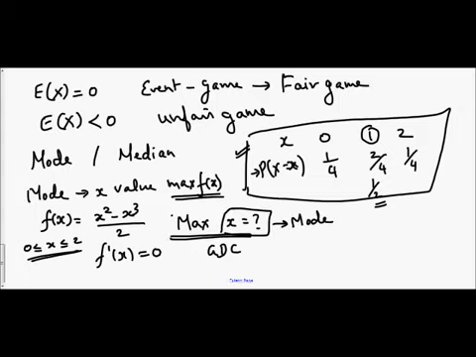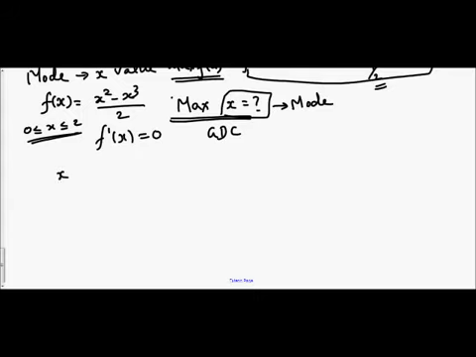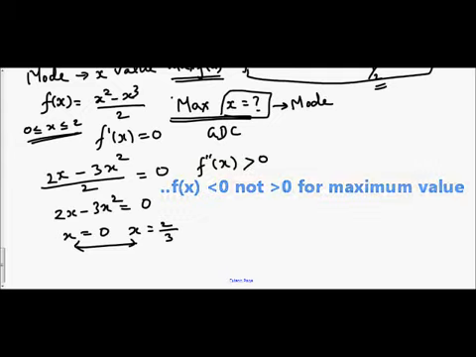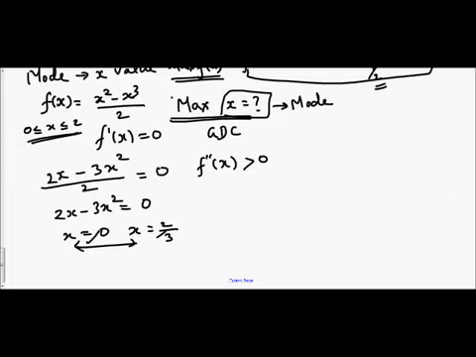So for this, you will have f'(x) = (2x - 3x²)/2 = 0. Therefore 2x - 3x² = 0, and you get x = 0 or x = 2/3. Okay, x = 0 or 2/3, and you need to check for which value f(x) is maximum. For this, you need to go for f''(x) and see which is positive. So that value of x, either this or this, would be the mode of the function.